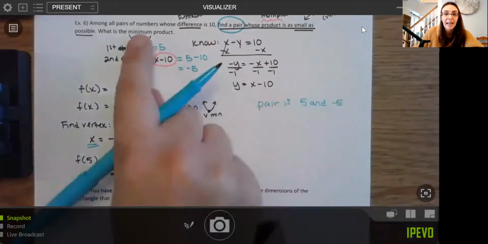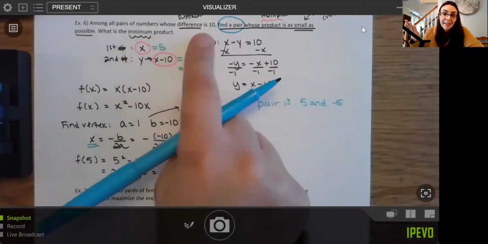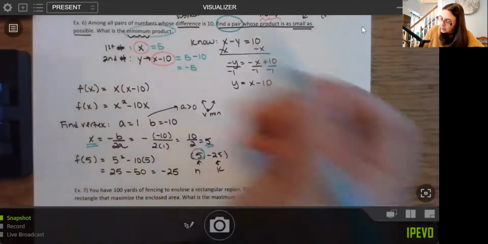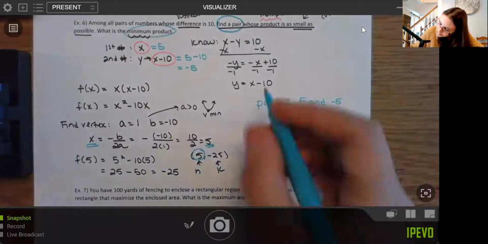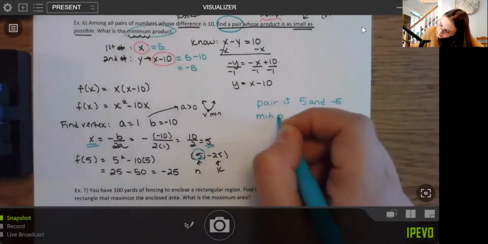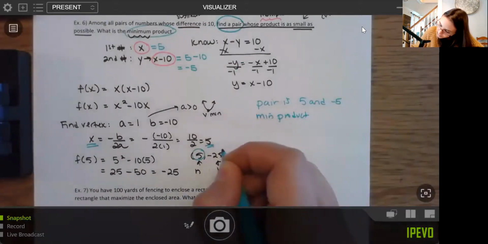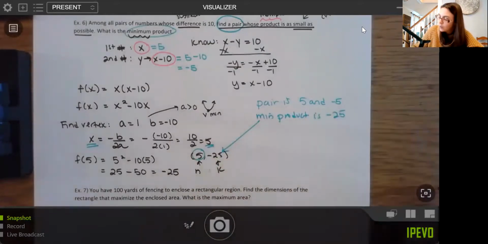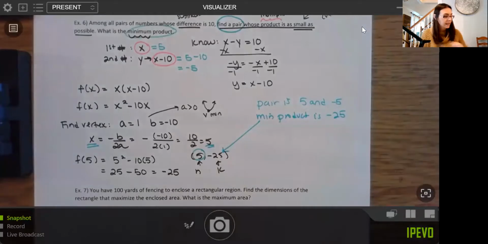Now the problem didn't say that they had to be positive values, just said to find a pair of numbers. So 5 and -5. And I want to know what the minimum product is. So that minimum product here is -25. And you can see it here, 5 times -5 is -25. So we have our pair of values and we have our minimum product.